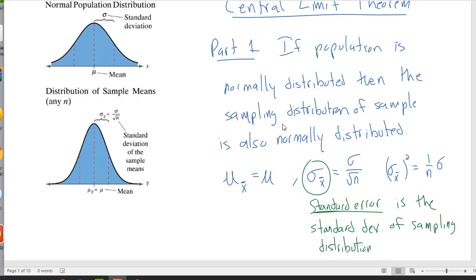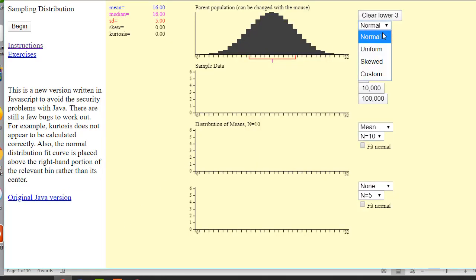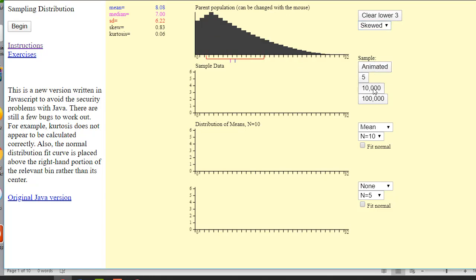So part 2 of the Central Limit Theorem says what our visualization was for the second graph. So we did the skewed right graph. We did a bunch of samples, and we noticed when our population wasn't normal, our distribution of means was still approximately normal.